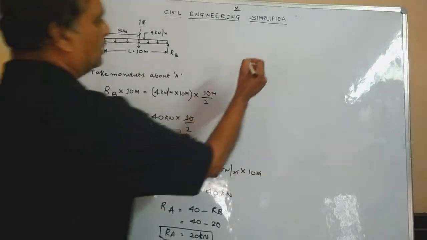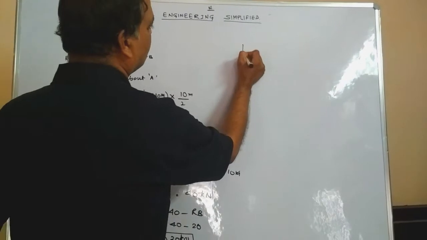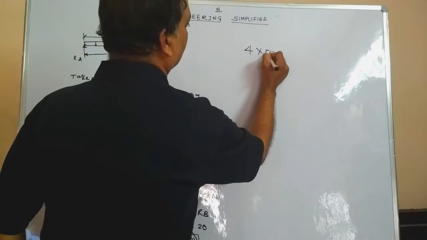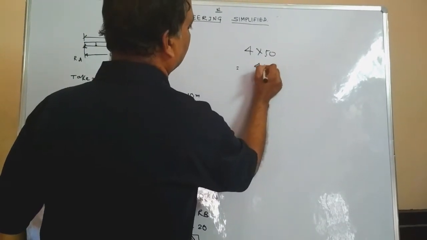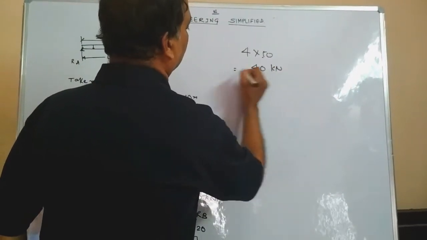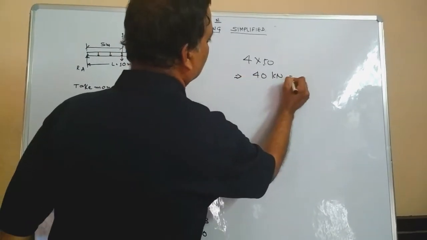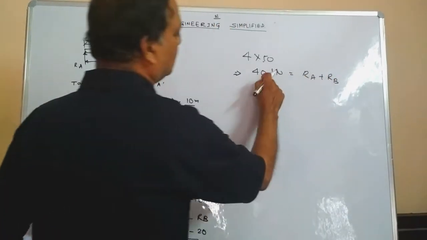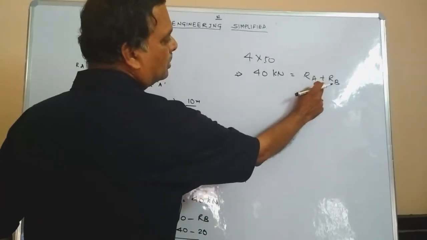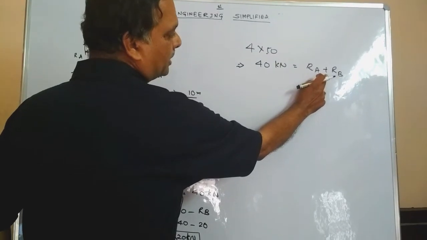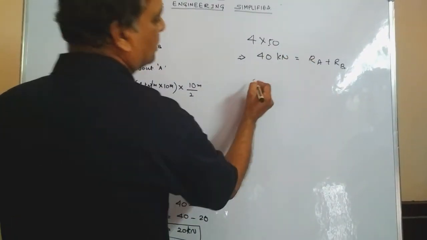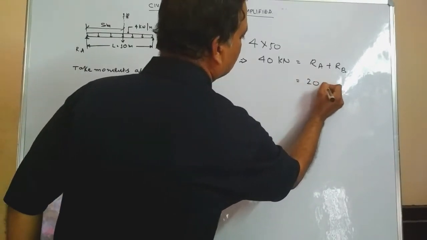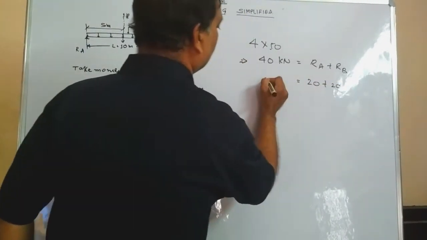We know that the total downward force that is acting is equal to 40 kilonewton, and this must be equal to RA plus RB. That means total downward force should be equal to summation of reactions which always act upwards. Hence, in this case, we know that RA plus RB is 20 plus 20.